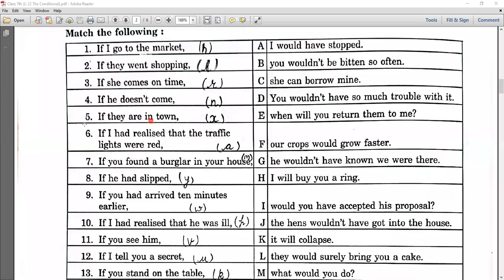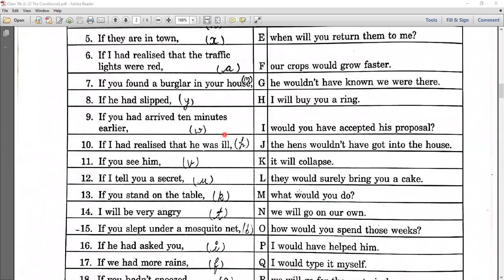Got it everyone? And next is if they are in town. Again this is simple present tense. So basically what we are doing with the simple present tense, we are applying will. Okay, we will apply will over here. And next is if they are in town.